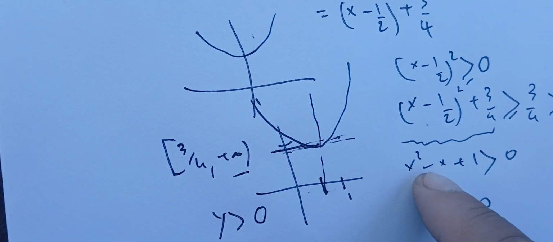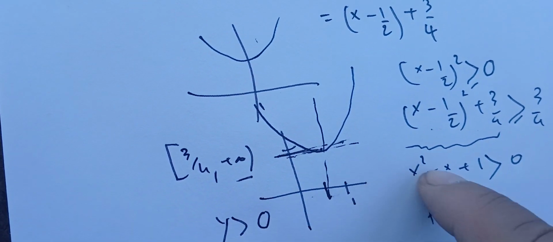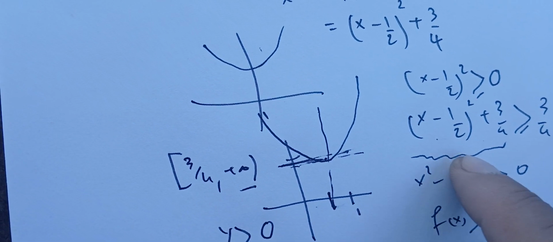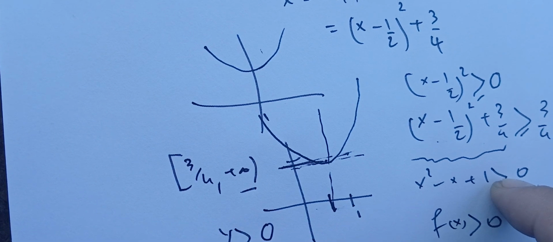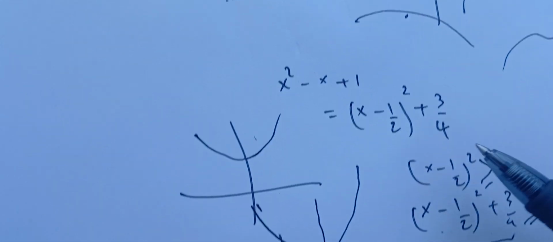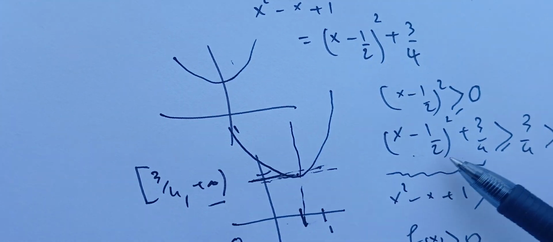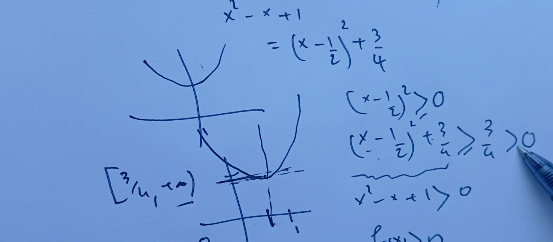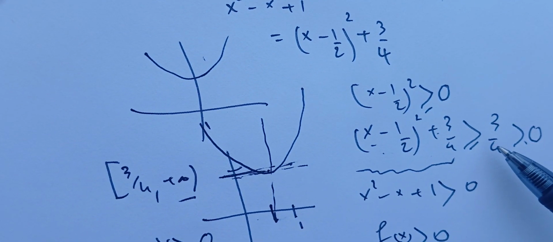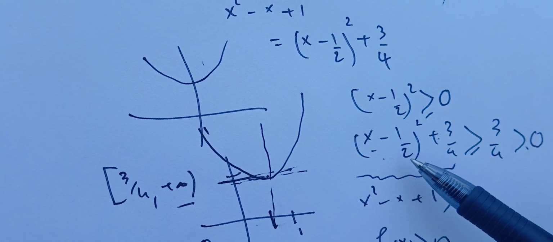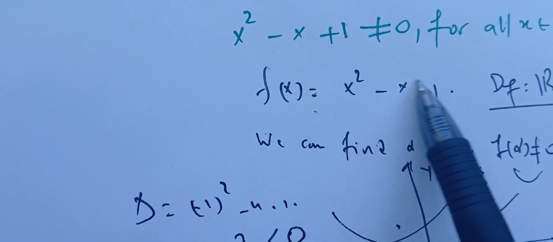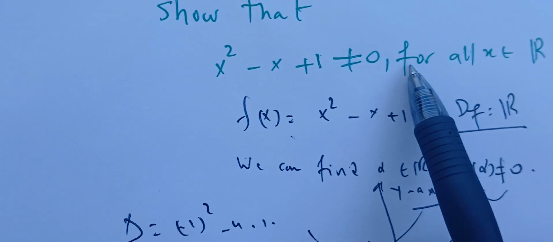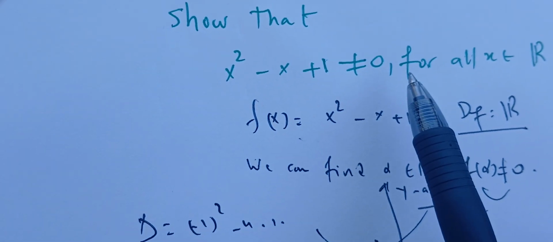There is no x such that this one will make x squared minus x plus 1 equal 0. There is no such thing, and therefore it's strictly bigger than 0. By completing the square, we get the result that we need. This one is always bigger than 0, and therefore it's always different from 0, because it's bigger than 0. So we can never get a solution, and therefore x squared minus x plus 1 is always different from 0. This is one way of doing this.